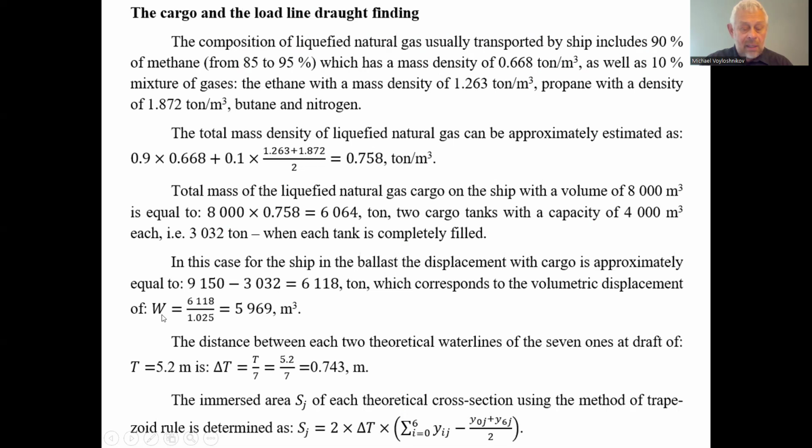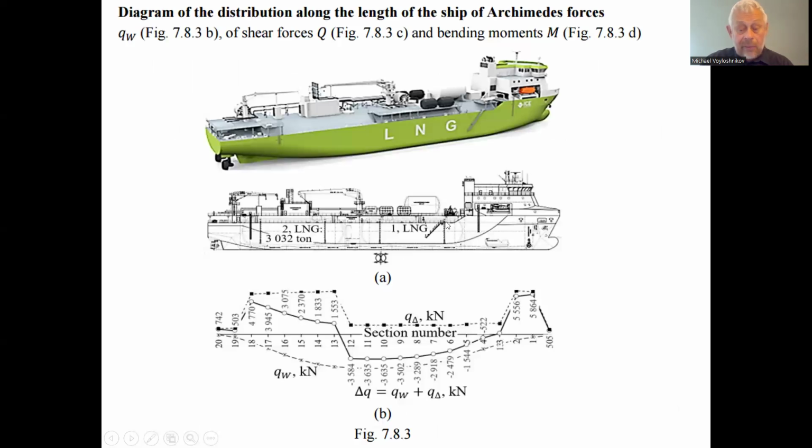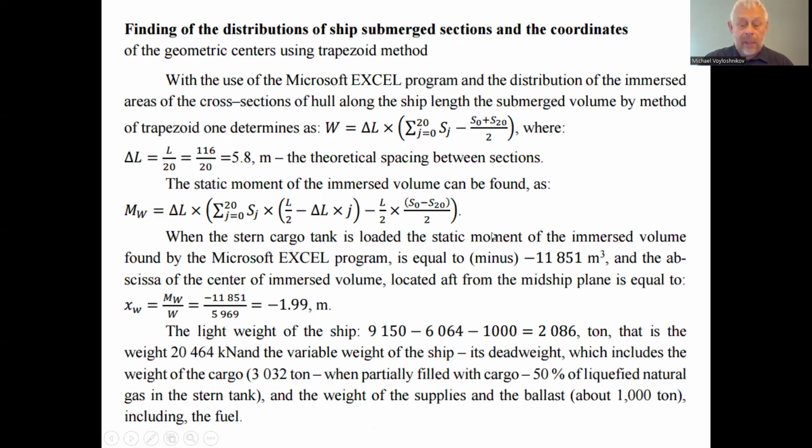5969, this is the submerged volume, the volumetric displacement of the ship with no cargo in the first capacity. Okay, so this is which one? W, excuse me, the uppercase letter W is the volumetric displacement of the ship with no cargo in one capacity. And besides, we have to use the lightweight of the ship.